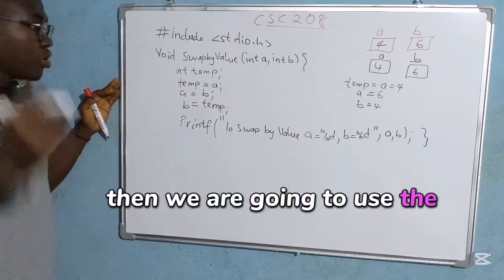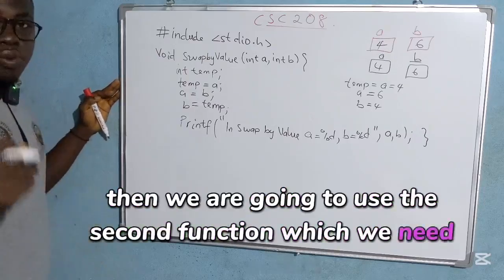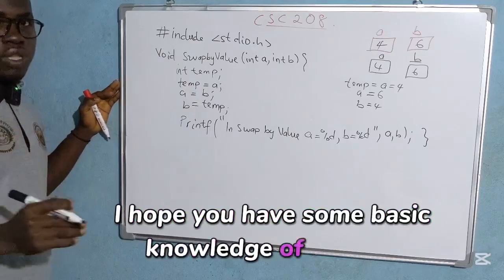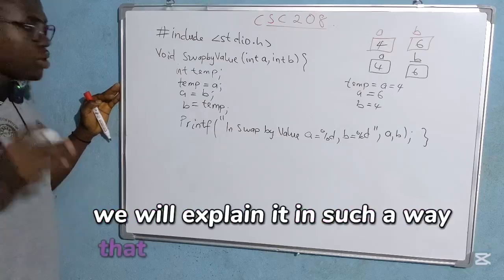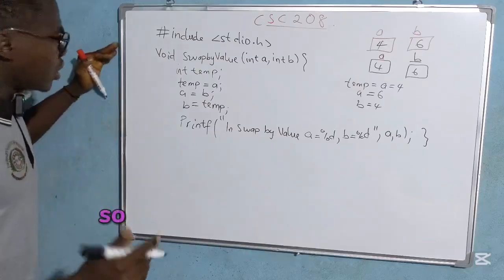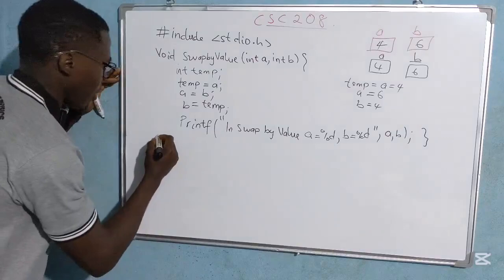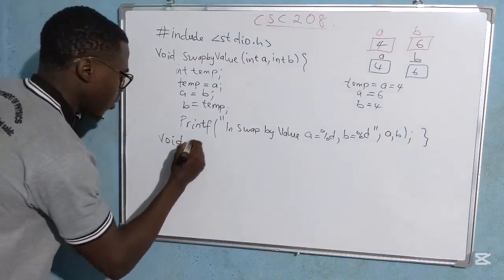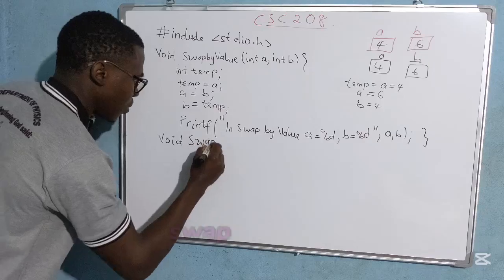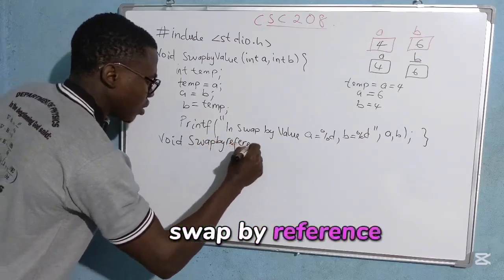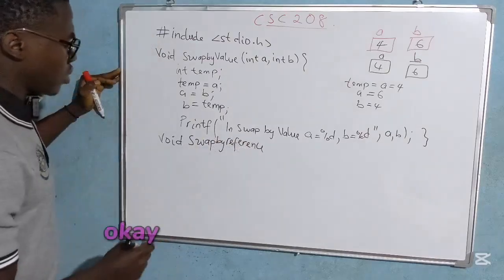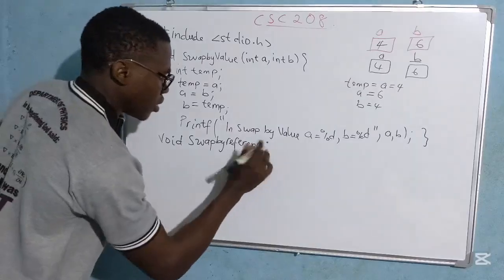And then we are going to use the second function, which will need pointers. I hope you have some basic knowledge of pointers, but even if you're not well versed in pointers, it's not a problem. We want to explain it in such a way that you can easily understand. So the second function, we are going to call it void swap by reference.